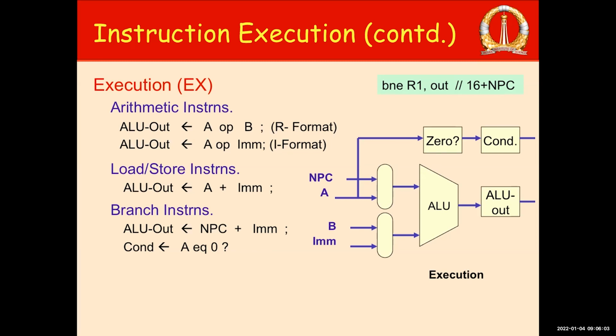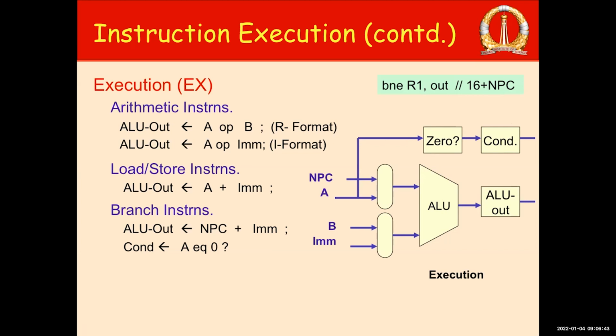But this target location value, which is computed by the ALU, will be saved in the ALU out register. In the case of a conditional branch instruction, there are two things that one has to do. One is to compute the target location where the branch has to go to, and another is to evaluate the condition of the branch instruction. The condition is essentially specified as whether the value of A is equal to 0, or A is not equal to 0, or A is greater than 0 or less than 0, and so forth. That is checked by means of a logic over here, and then the result of that condition is stored in the condition register.